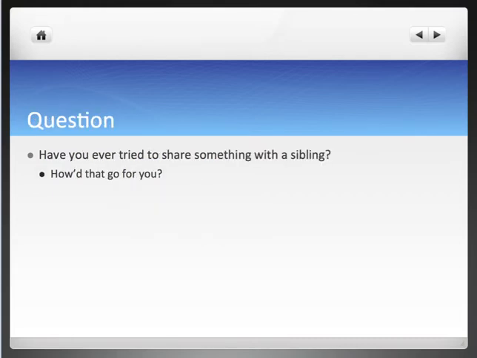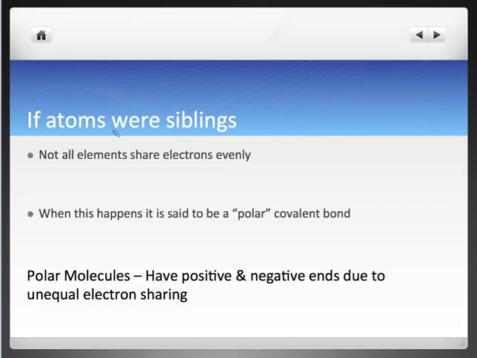Okay, question. If you have a sibling, have you ever tried to share something with them? If you don't have a sibling, have you ever tried to share something with either a best friend or a cousin? If you have, how'd that go for you? Because I'm going to guess it didn't go real well. If atoms were siblings, they would be the exact same way.